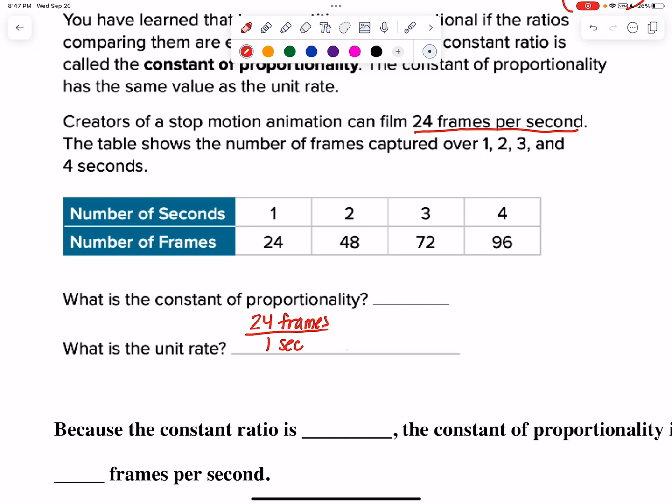The constant of proportionality is just asking you, hey, what is that number that I would multiply by to know for every second how many frames I can shoot? So for 1 second, if I multiply by 24, it'll tell me how many frames. For 2 seconds, if I multiply by 24, it'll tell me how many frames. That's that number that they want to know. So the COP, or constant of proportionality, is 24. It's basically your multiplier for each individual second or unit. Okay, so let's go ahead and write this down.